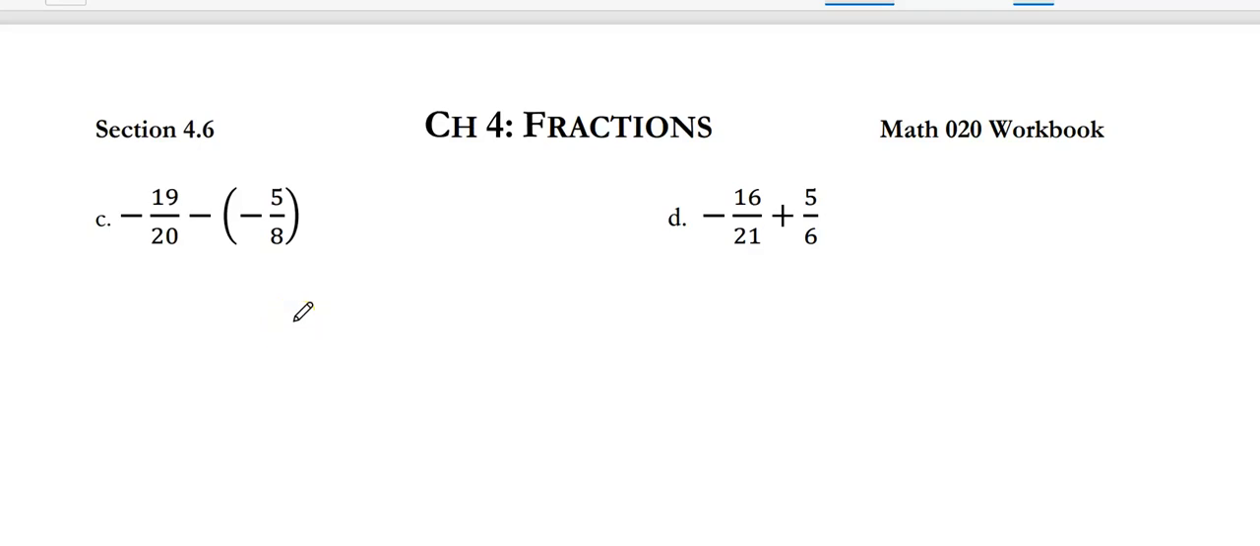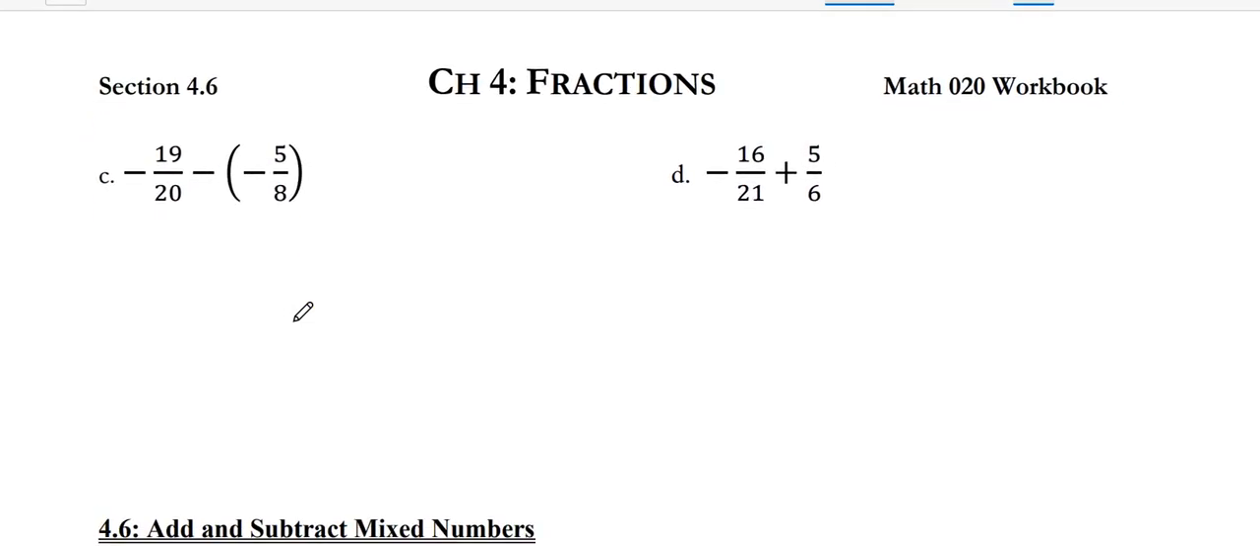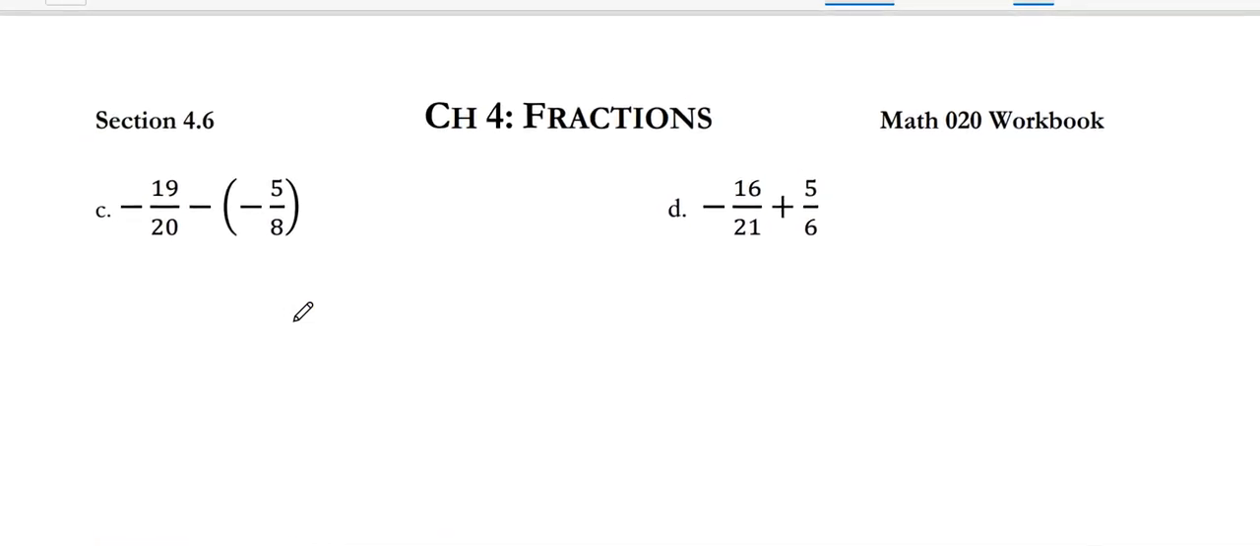This is lesson 4.5, part 2. We're going to do the last two problems in our workbook. They are quite challenging. So, part C, we have negative 19 over 20 minus a negative 5 over 8.